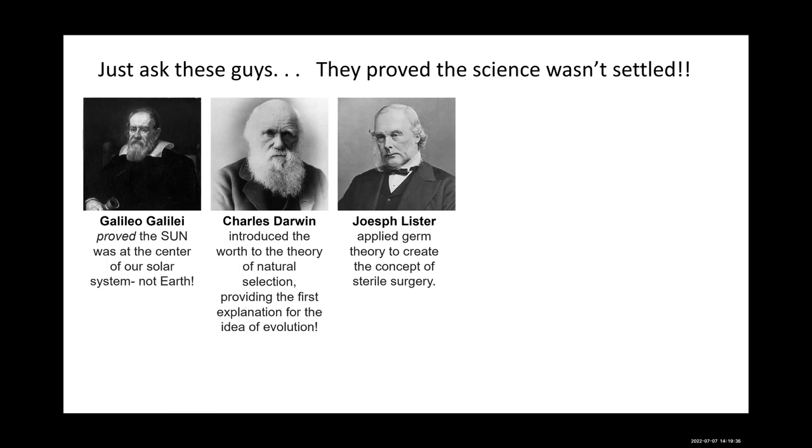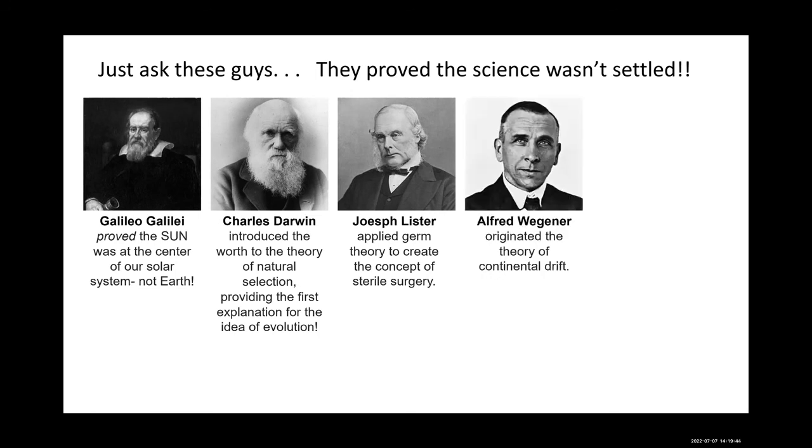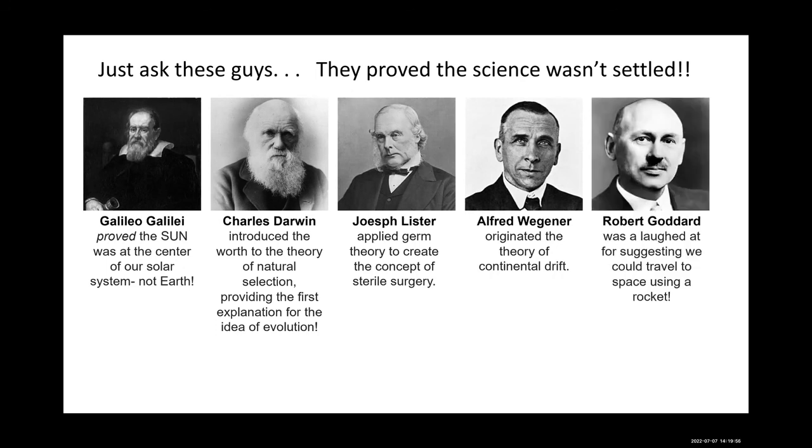Thank goodness for him. And if you didn't know about Lister, the product Listerine is named after him, for one thing. And then Alfred Wegener. This is the guy who originated the theory of continental drift, which actually proved to a great many people that the Earth is in constant movement and is constantly changing, which we will be talking about a lot this year. And then here, Robert Goddard, he was laughed at when he suggested that we could use rockets to travel to space, which is kind of funny considering it happens all the time now.